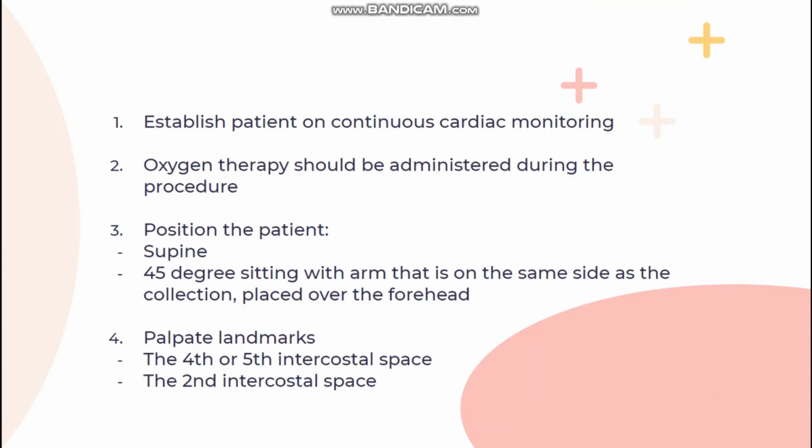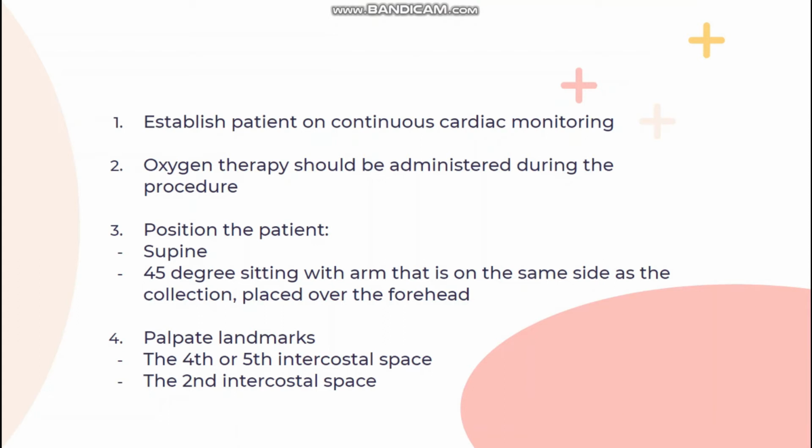Third, position the patient. For trauma patient, place them in head-up supine position. This is done to prevent more trauma, while all other patients should be placed in 45 degrees sitting position with the arm that is at the same side as the collection placed over the head. This position facilitates access to the posterior axillary space, which is the most dependent part of the thorax.